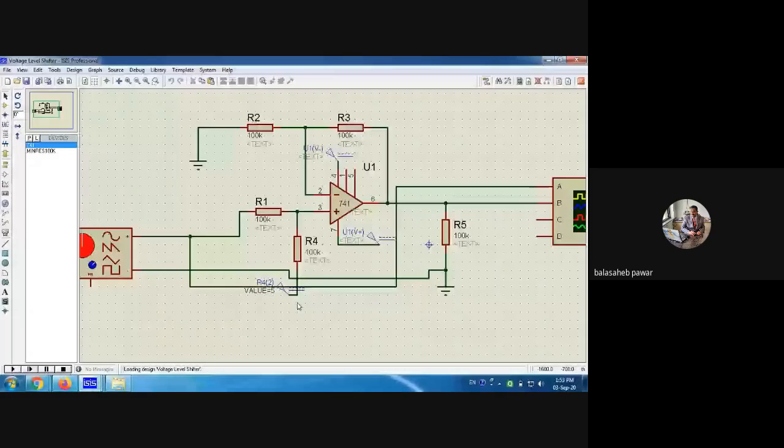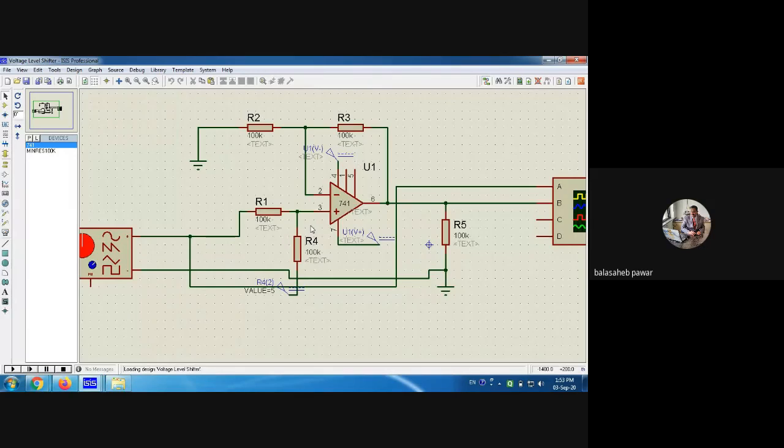Op-amp is used in which configuration? It is non-inverting, yes or no? Did I tell you that input is applied to the non-inverting terminal of the op-amp? And for non-inverting, how much is the gain? Gain is 1 plus Rf by R1.